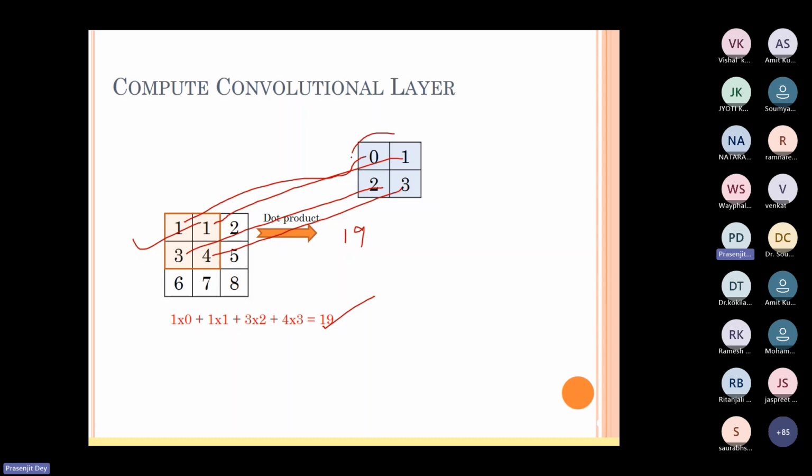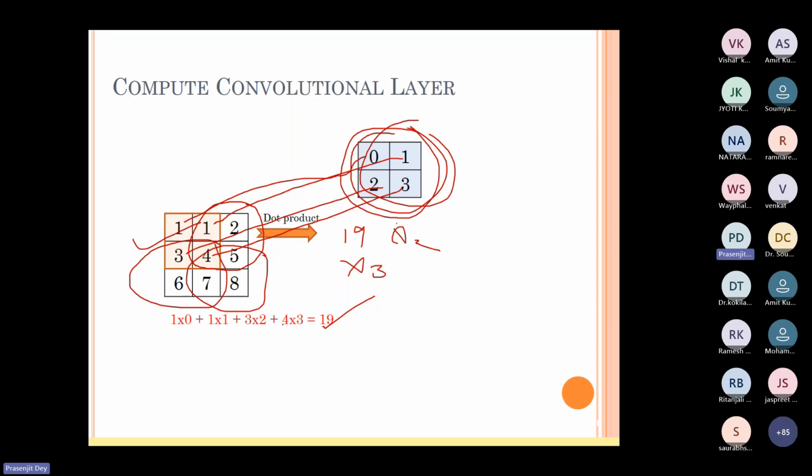Similarly, next time this window will be moved this side and compared with all these pixels. It may come up with another value. After that, this kernel will be multiplied with this pixel. It will come up with a value, which we will call x2, like the earlier value. This is x3. And after that, this will be multiplied with this part and it will come up with the value x4. This is how values are obtained.